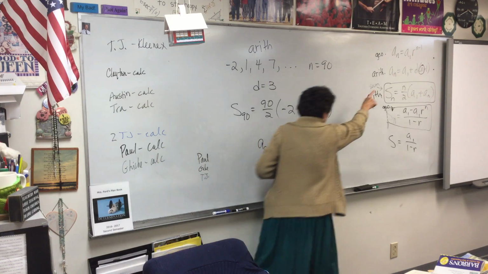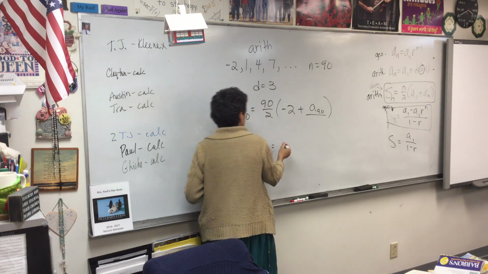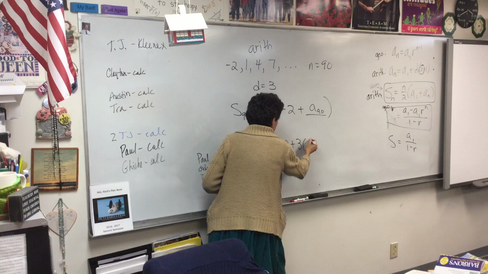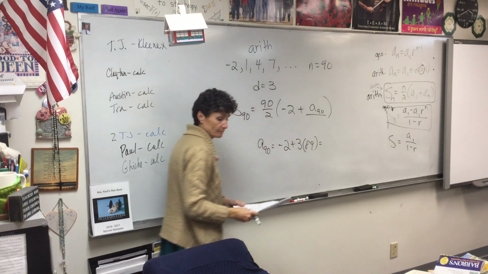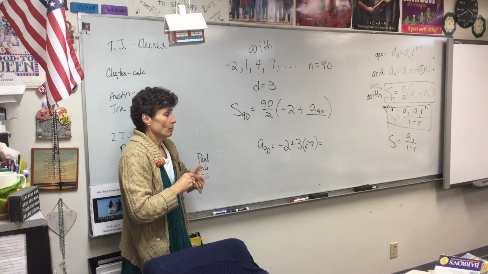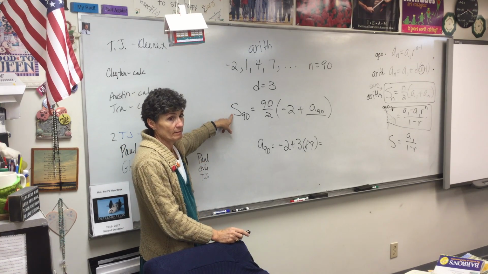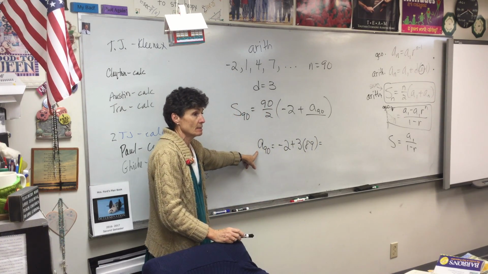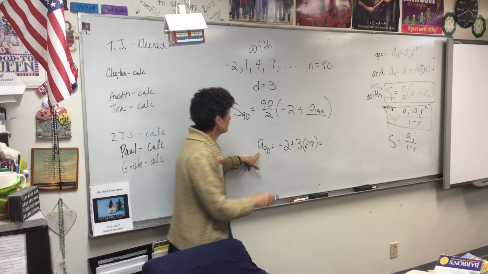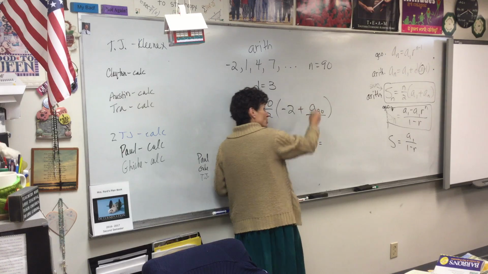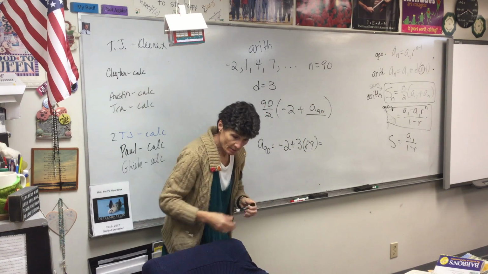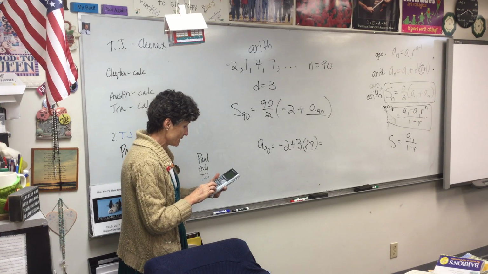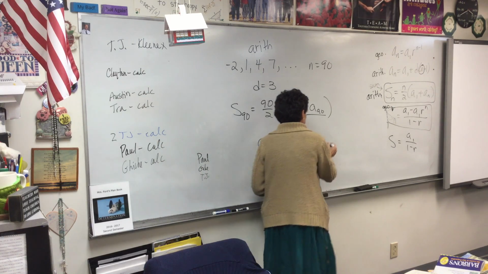So that formula, my arithmetic formula says, take the first term and add the common difference times n minus 1. So, this is really the problem I'm doing, but I can't fill in this number until I figure out what it is. So I have to do this other formula to find this number so that I can actually answer the question. All right, so what is that? -2 plus 3 times 89. 265?